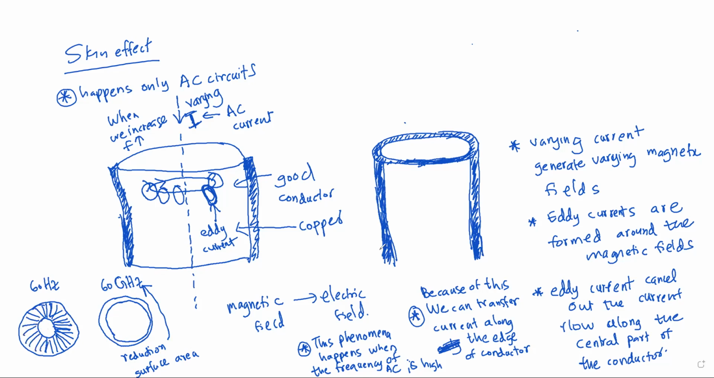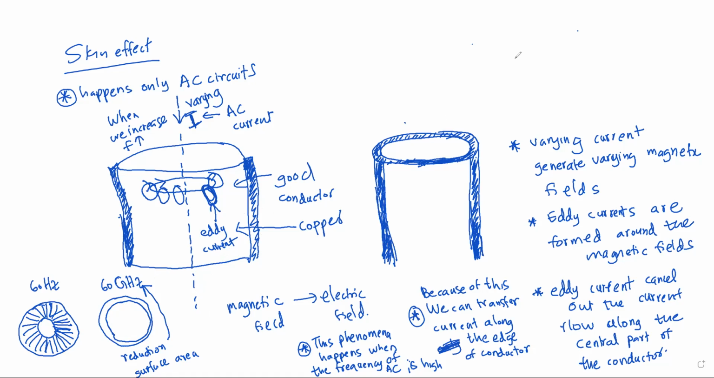So in order to reduce this effect, we can use multiple wires inside the cable and prevent this phenomenon from occurring. Apart from that, the skin effect is mathematically denoted by a parameter called skin depth.